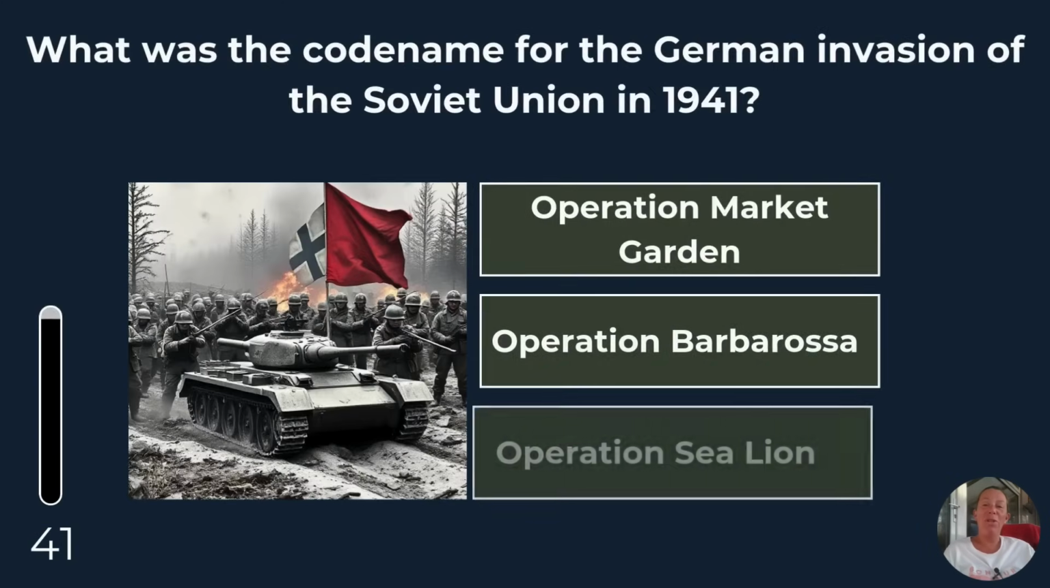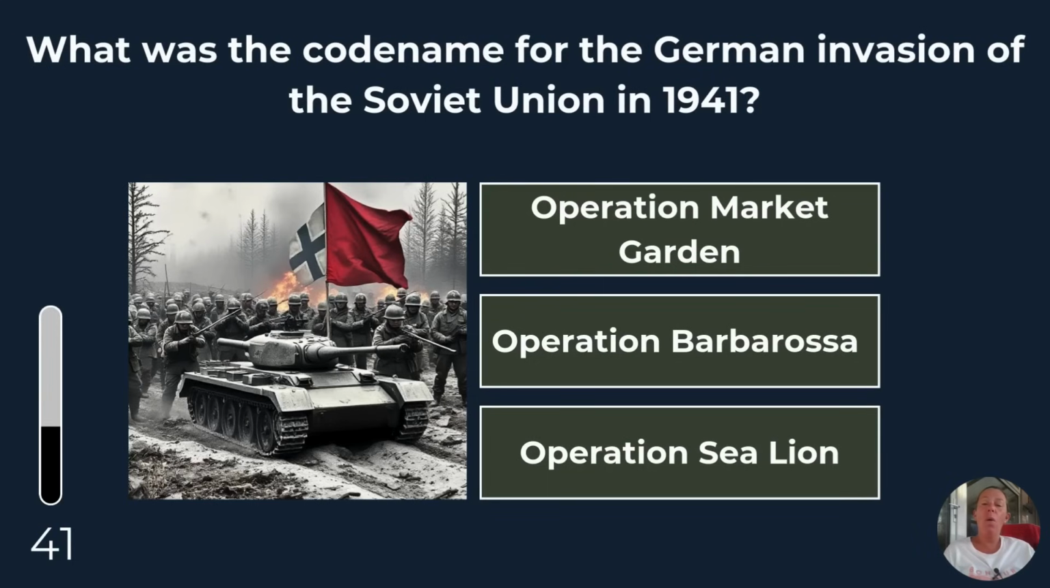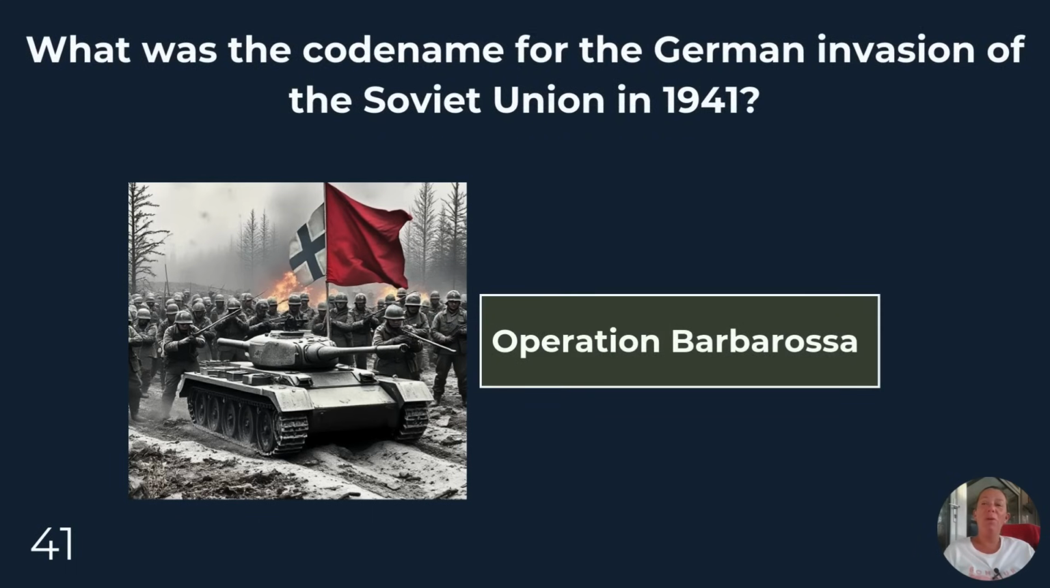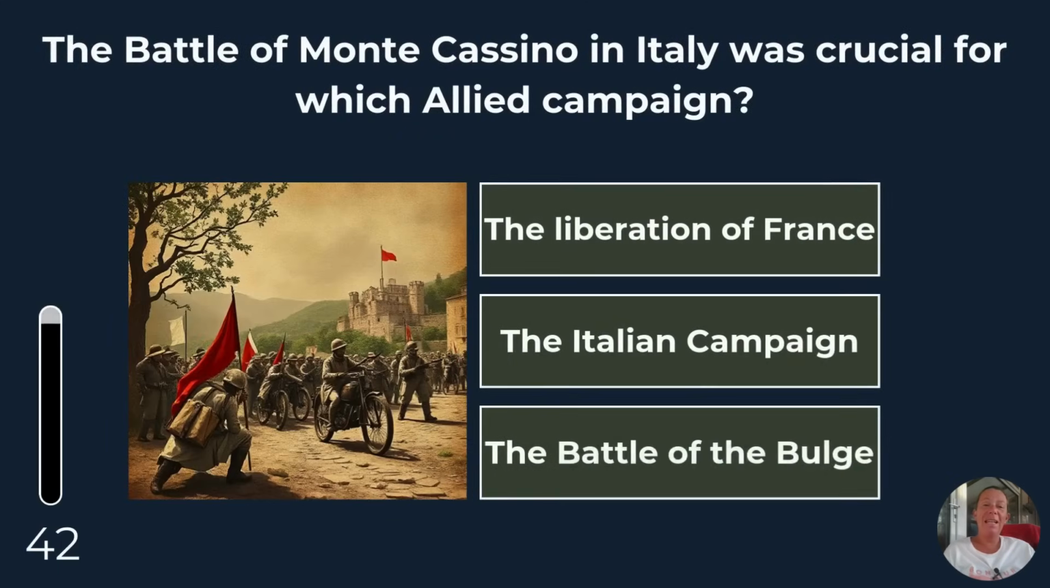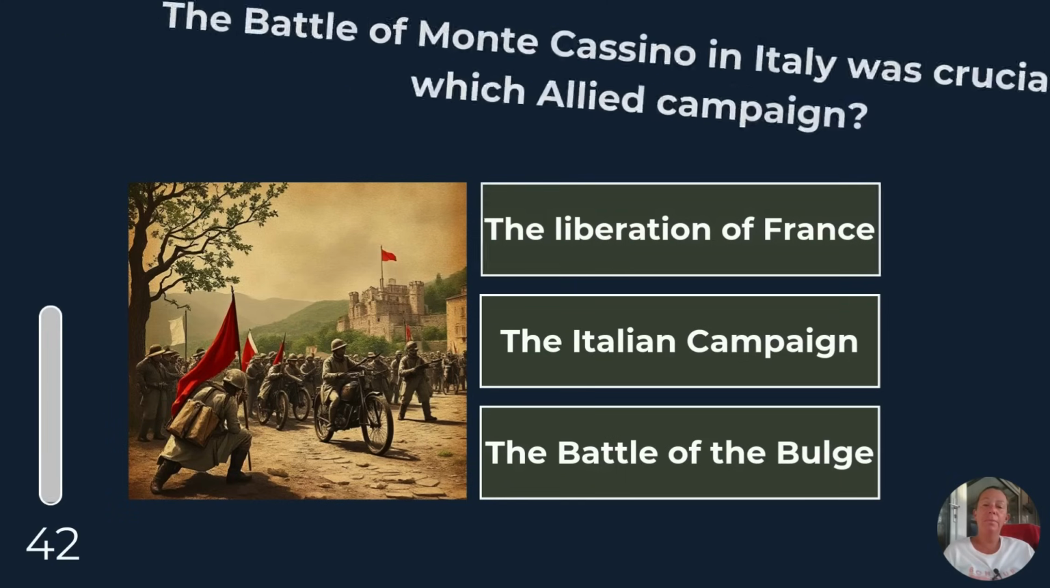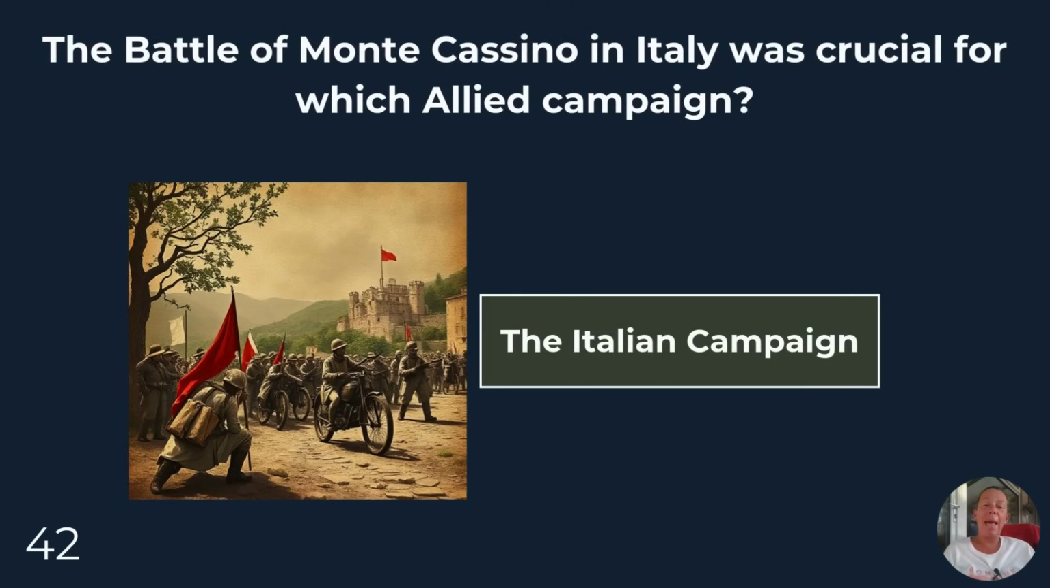What was the code name for the German invasion of the Soviet Union in 1941? Operation Market Garden, Operation Barbarossa, or Operation Sea Lion? Operation Barbarossa. The Battle of Monte Cassino in Italy was crucial for which Allied campaign? The liberation of France, the Italian campaign, or the Battle of the Bulge? The Italian campaign.